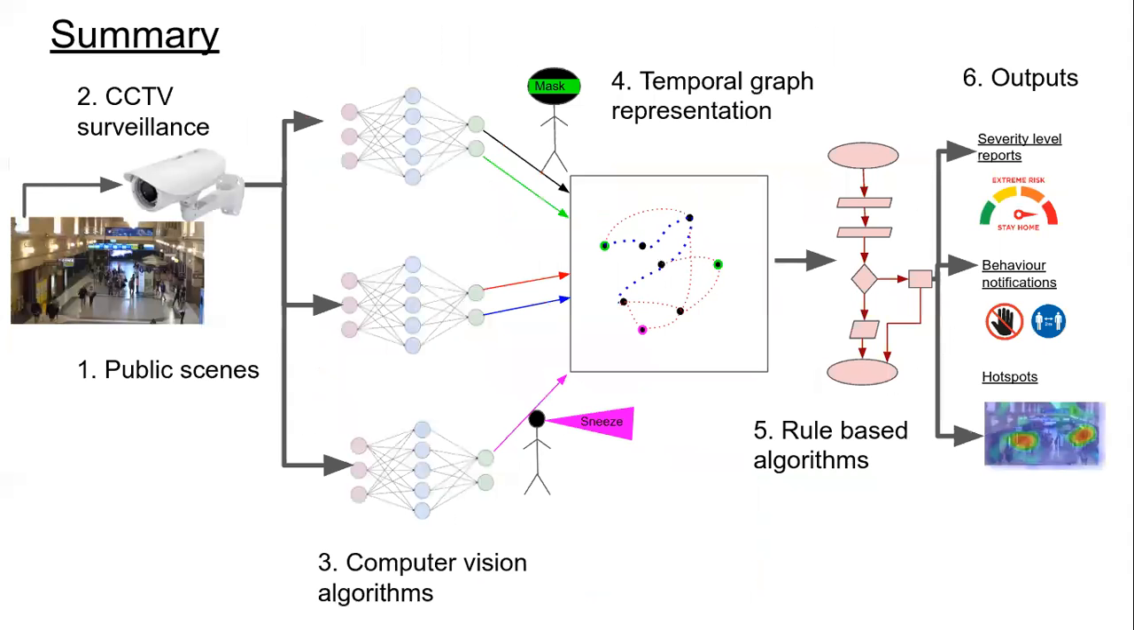So in summary, we are proposing this full pipeline, and we are working on different parts of the pipeline and integrating those parts together. So our pipeline starts with public scenes. We capture those videos, then we use computer vision algorithms to generate a temporal graph representation of what's happening. Then we interpret the graph to create outputs.